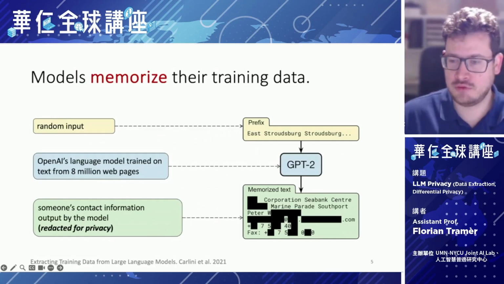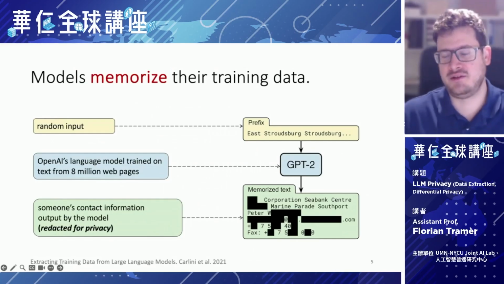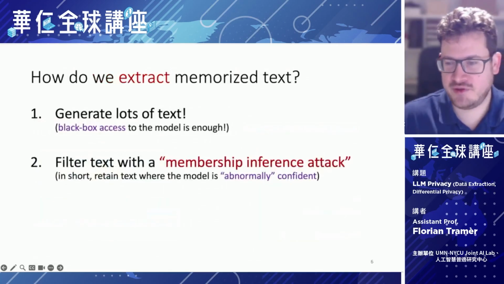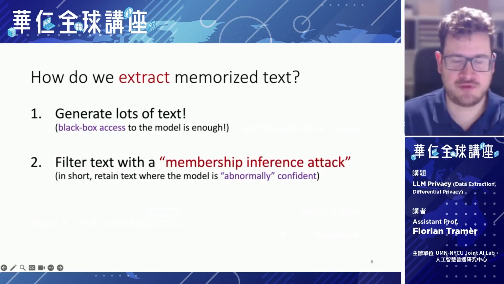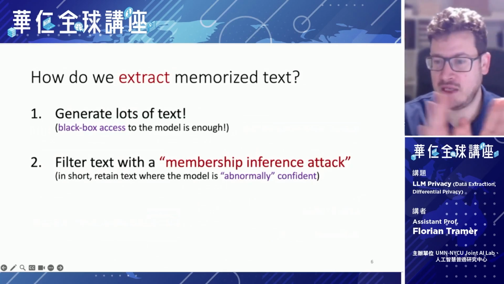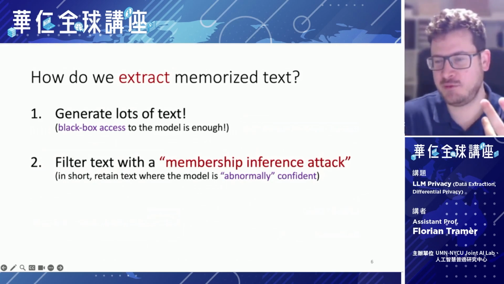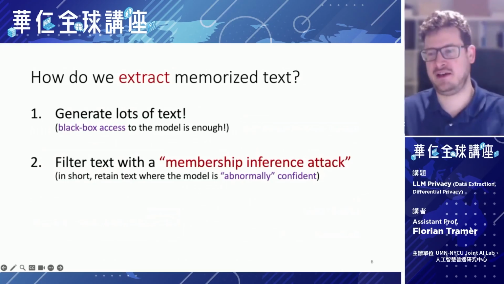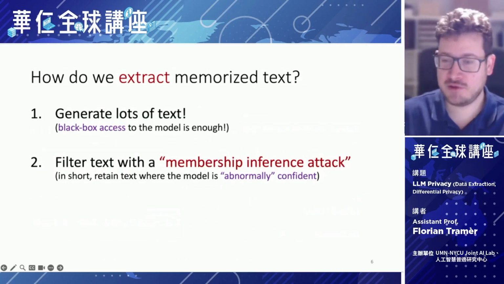So how do you extract this memorized text? How would you quantify how much memorization is within a model? When we did this for GPT-2, it was a relatively simple pipeline. We first generated large amounts of text. What's nice is that even black box access to the model is perfectly fine. You just need to be able to generate lots of text. And then you have a needle in a haystack type problem where you need to figure out, among all of this text that the model has generated, what part of it is actually memorized. When we did this with GPT-2, we essentially did what we call a membership inference attack.